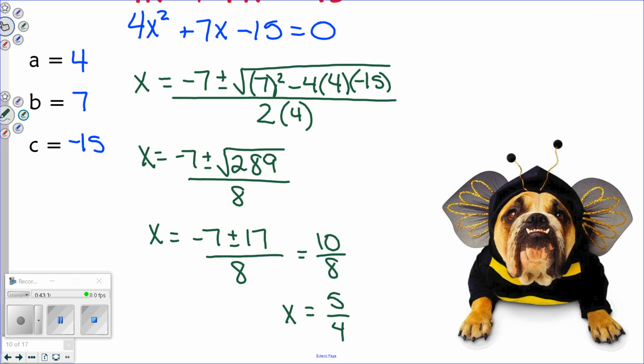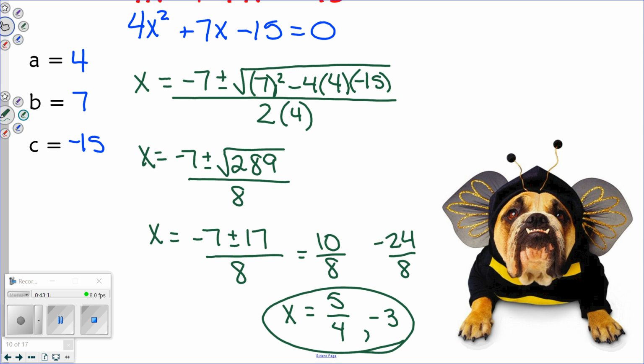And then what's negative 7 minus 17? Over 8, which is negative 3. Just like before, if you've got the plus or minus and they're like terms, so negative 7 plus 17, you get that answer, but it's over 8. It's over whatever that bottom number is. And in that case, on both of them, you actually were able to simplify.